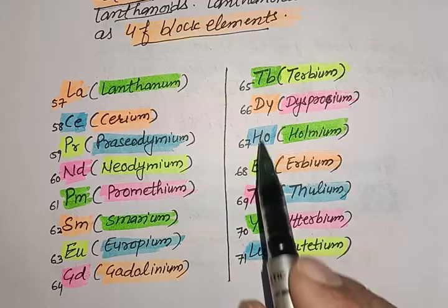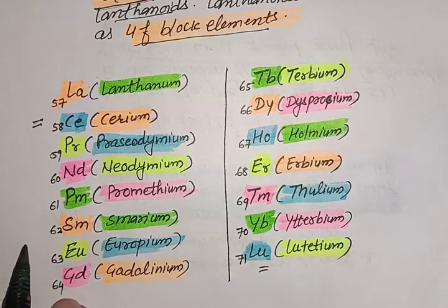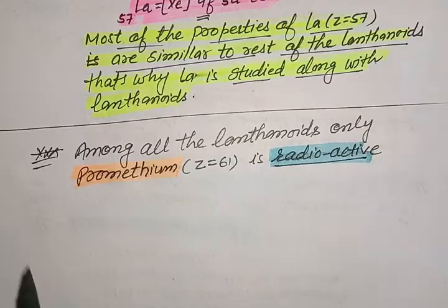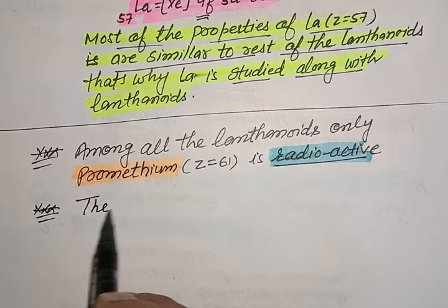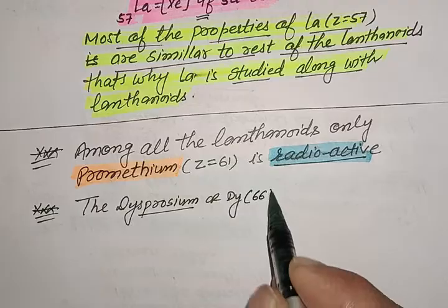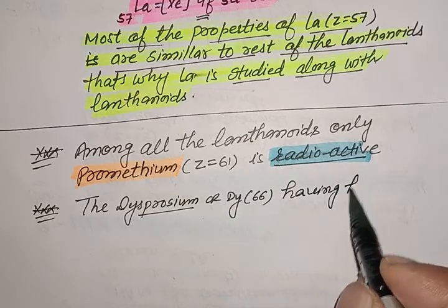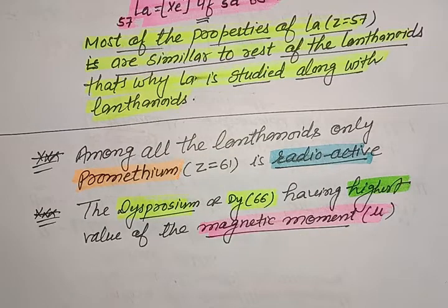Out of these 14 lanthanoids, from cerium to lutetium, only one lanthanoid is radioactive. It is promethium. And among all the lanthanoids, dysprosium, atomic number 66, has the highest value of magnetic moment.